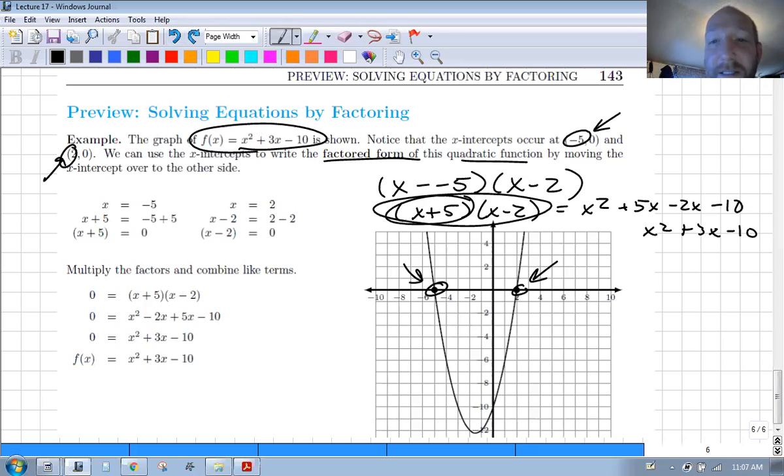All right, does that make sense? So 2 points make a parabola, apparently, if they happen to be where they cross the x-axis. You just do x minus each intercept.